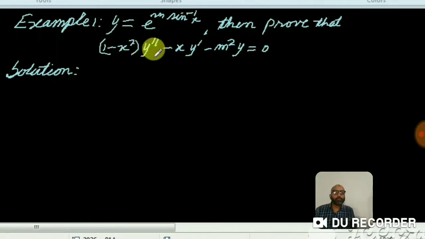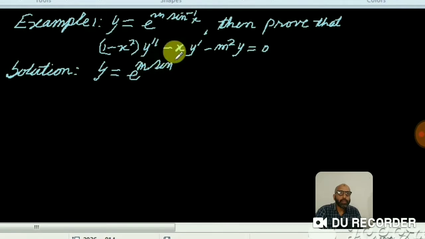Now example 1: y is equal to e raised to the power m sine inverse x, then prove that (1 minus x square) y double dash minus x y dash minus m square y is equal to 0. So let's solve it. The given is y is equal to e raised to power m sine inverse x. Let it be equation number 1.